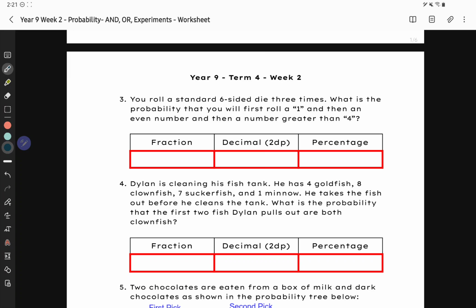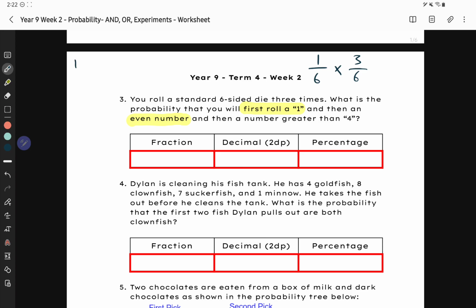Okay, the first one, you roll a 1. Rolling a 1 is 1 out of 6 chance. There are 6 sides of a dice. We're aiming for 1. Even number, we have 3. So again, we're multiplying, by the way. It's 3 over 6, or it's half a chance. You can say 1/2, and that's just as good. And then a number greater than 4.